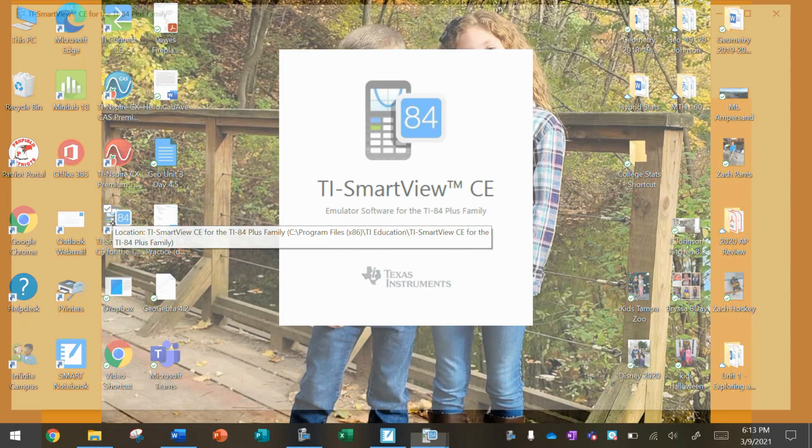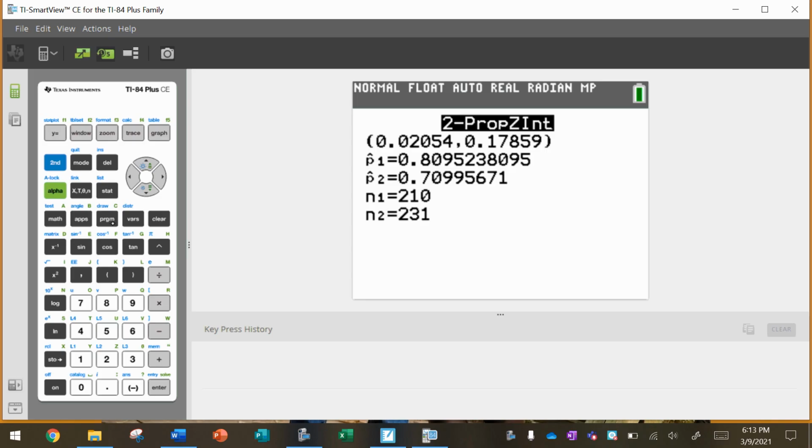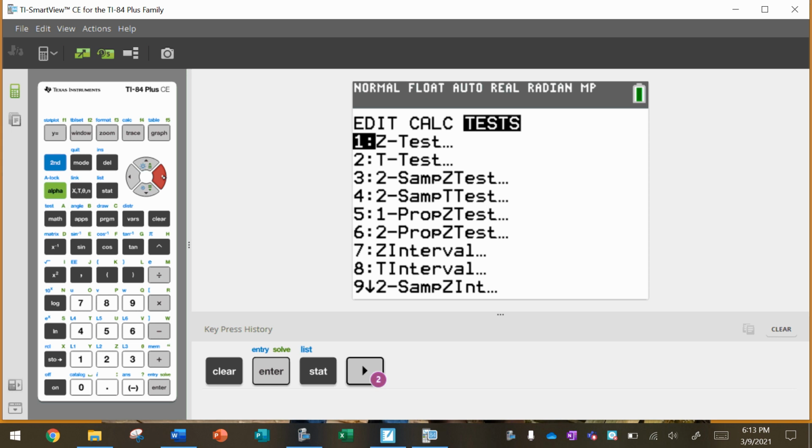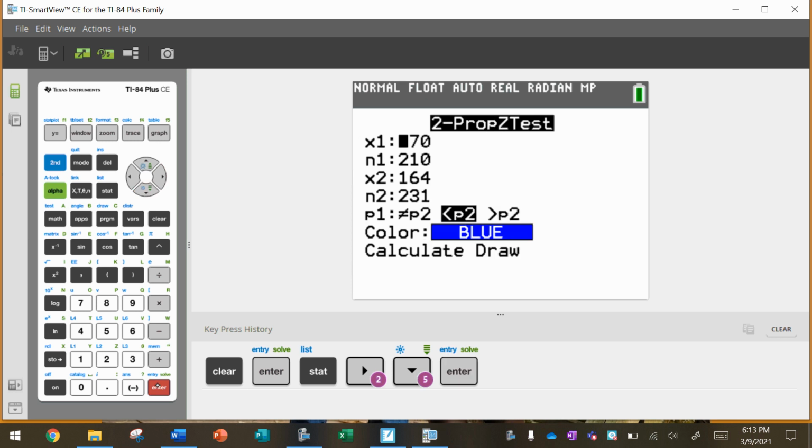All right. So you want to check your work, right? You want to make sure you did this correctly? All right, let's make sure we did this correctly. So go to your calculator. We're going to go to stat. We're going to go to tests. We're going to do 2 proportion z test. Right there, option number 6. Hit enter.